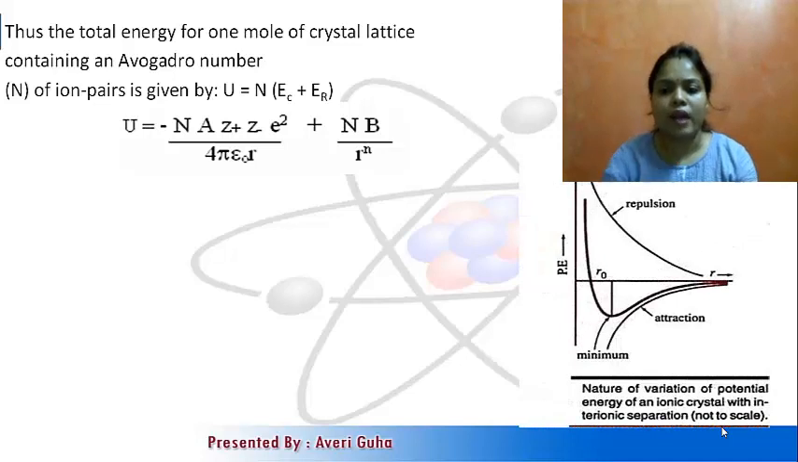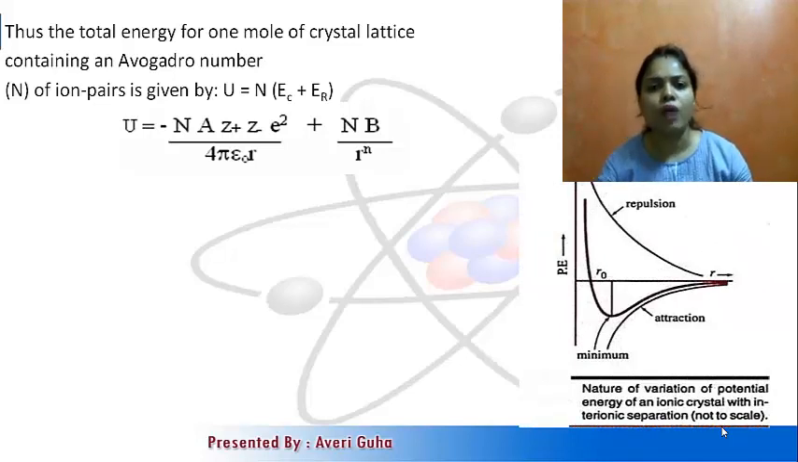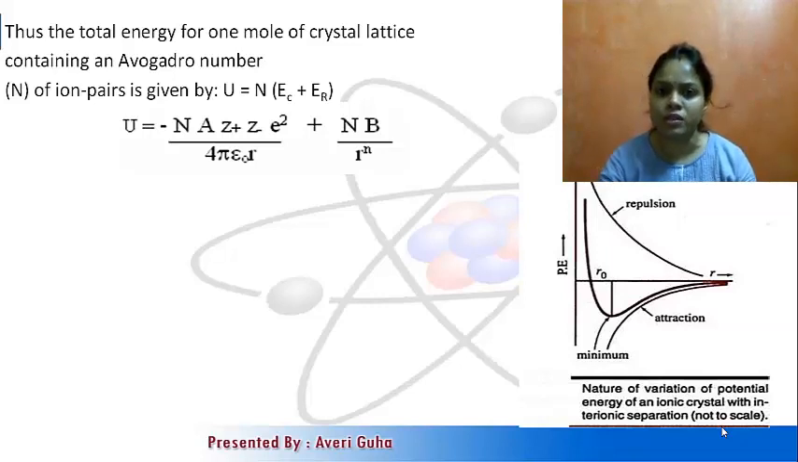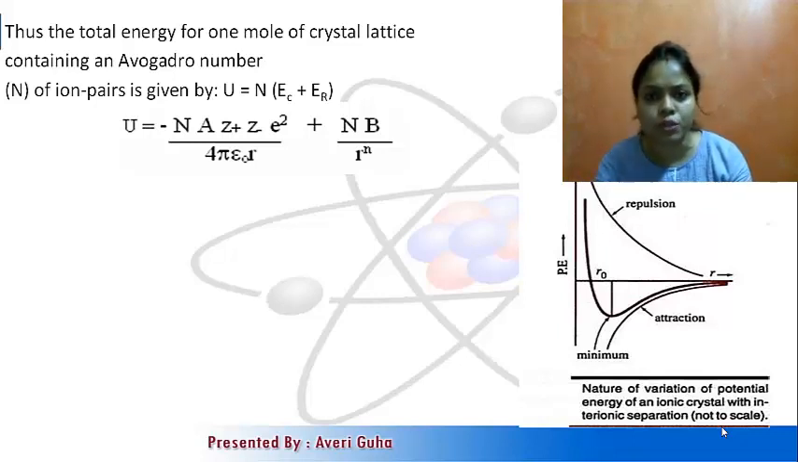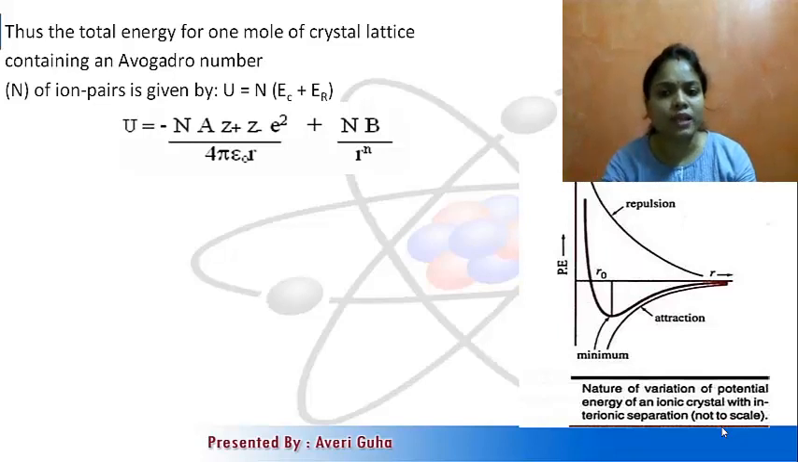Now let's have a look at this graph. I have said earlier that when two unlike charges approach each other, their attractive potential energy goes on decreasing and their repulsive potential energy goes on increasing. So obviously we can draw a resultant graph. It is shown in the graph in between, and you can see that at a particular point, at a particular distance, this potential energy is minimum.